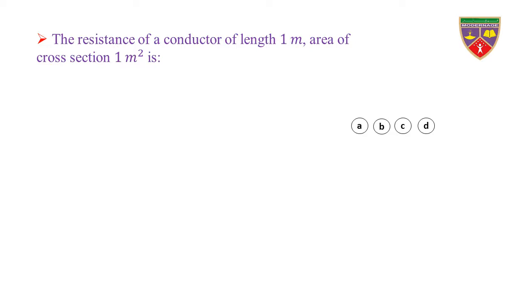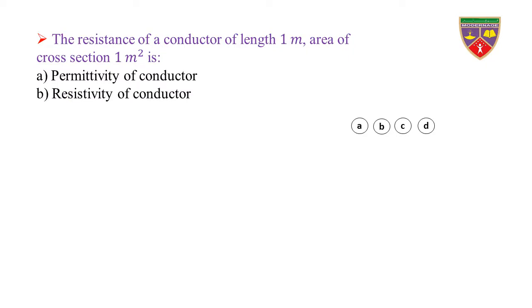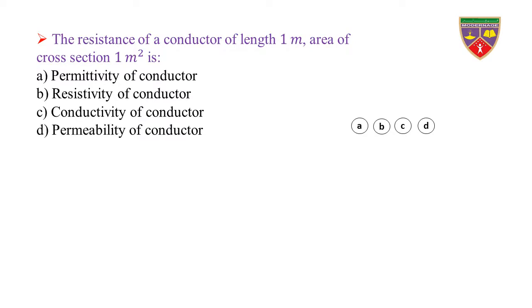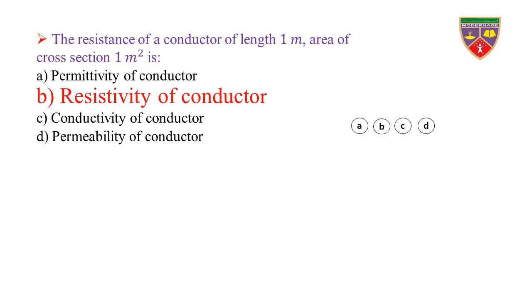The resistance of a conductor of length 1 meter, area of cross section 1 square meter is option A, permittivity of conductor, B, resistivity of conductor, C, conductivity of conductor, D, permeability of conductor. The key is resistivity of conductor. Therefore, the correct option is B.